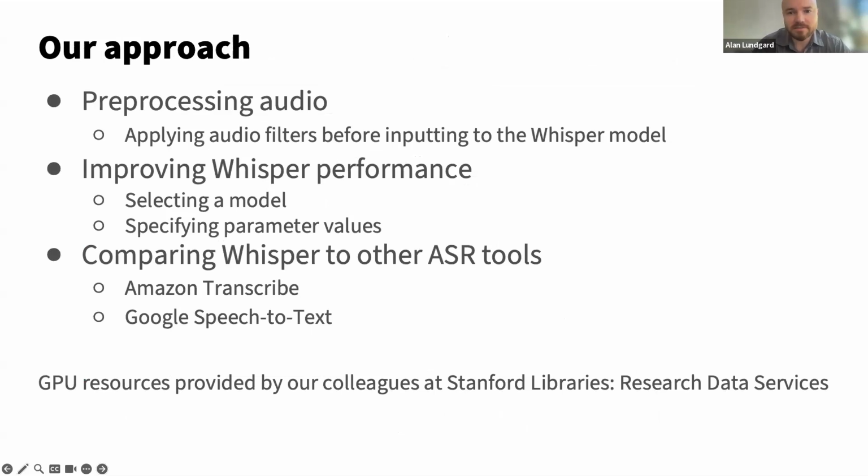So our approach consisted of three distinct phases. First, we test pre-processing the audio with different filters prior to inputting the media to the Whisper model. We also tested selecting different model sizes, specifically the multilingual models, and specifying different parameters as input. And then we compared our different Whisper model configurations to other ASR tools like Amazon Transcribe and Google Speech to Text.